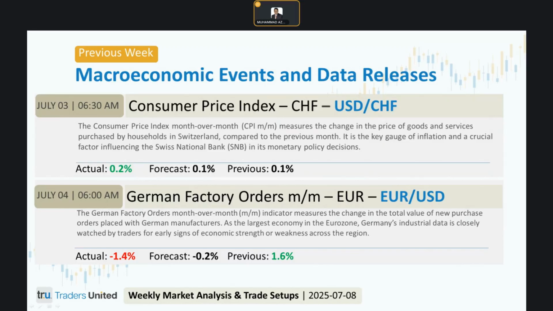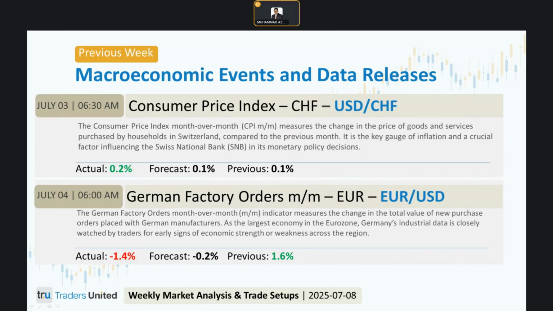The divergence suggests that broader USD dynamics and investor sentiment currently outweigh local inflation surprises. As global markets reassess inflation and interest rate paths, the USD Swiss franc pair may remain sensitive to developments beyond Switzerland's borders.